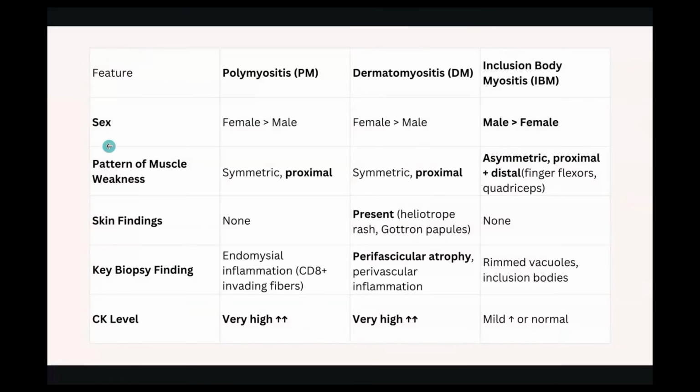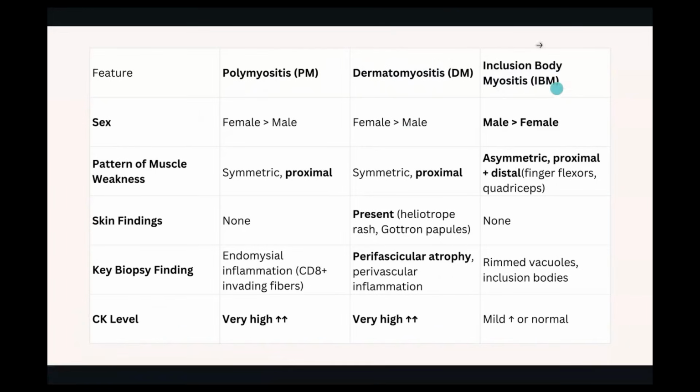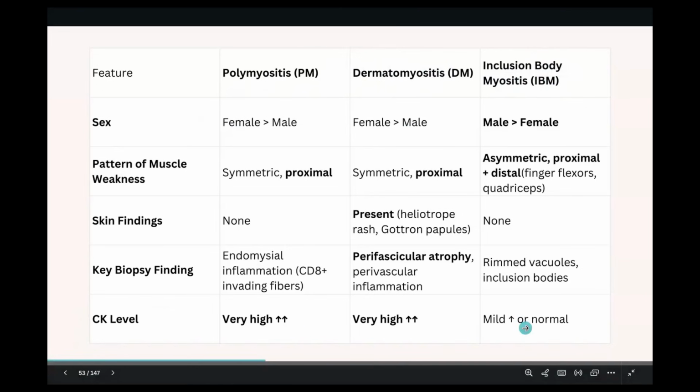One more thing I did not mention is that the prevalence of polymyositis and dermatomyositis is more common in females than in males. However, inclusion body myositis is more common in males than in females. And the creatine kinase level in polymyositis and dermatomyositis will be very high. However, in inclusion body myositis it is going to be mild to normal.